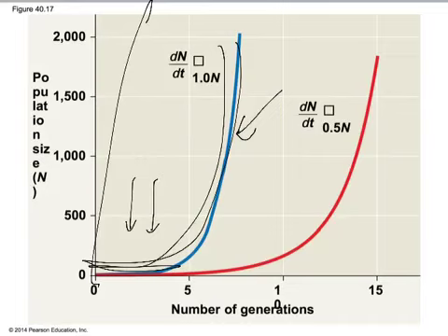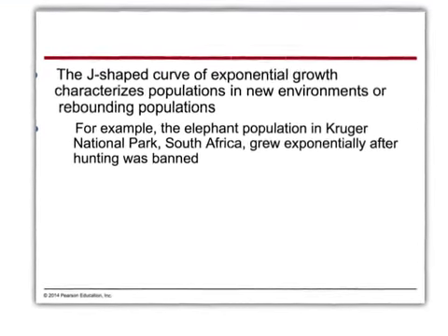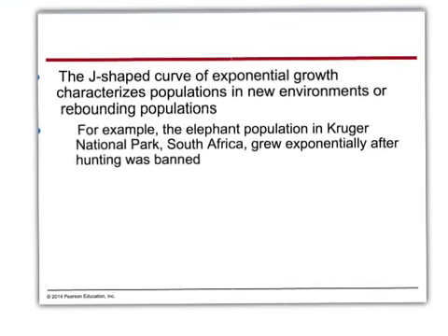All right, you'll also see this in bacteria growth in idealistic conditions as well. It characterizes populations in new environments or even rebounding populations, right? For example, the elephant population in Kruger National Park in South Africa grew exponentially after hunting was banned. You remove the competition or the predation, you make conditions ideal, that population can thrive exponentially.